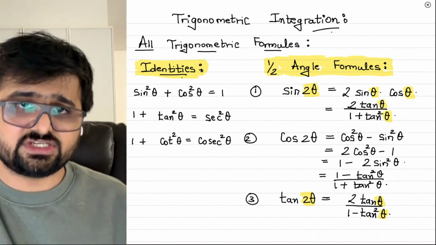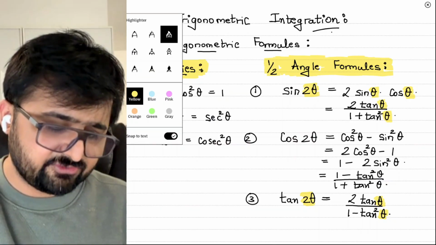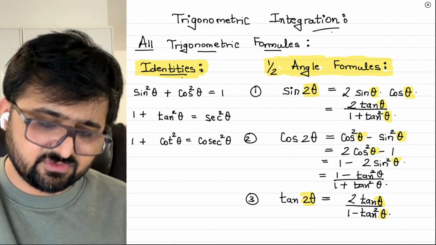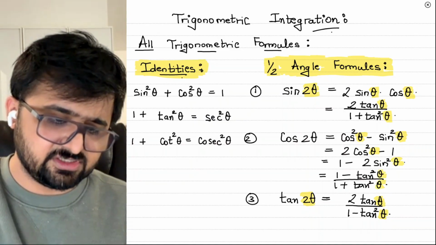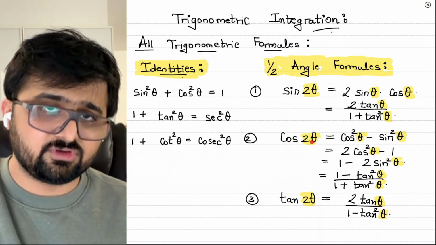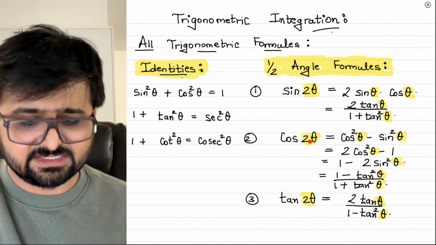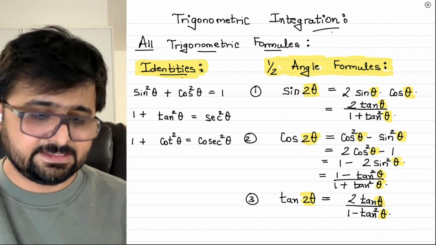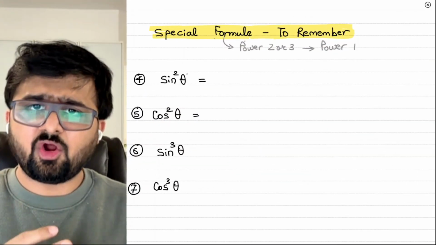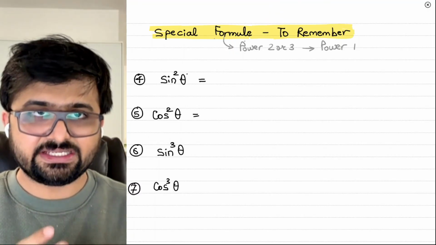So cos 2 theta has four half angle formulas. In all the formulas, the angle is half. Whatever the angle on the left hand side, if you notice, the angle is half. If it's cos 2 theta, it becomes cos theta. If it was 4 theta, the angle here would have been 2 theta. So whatever the angle is, it will become half in all these formulas, which is why they are called half angle formulas. All right, now let's look at some special formulae of trigonometry that we use very frequently in integration.